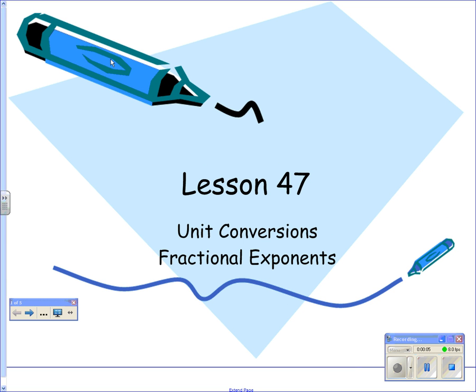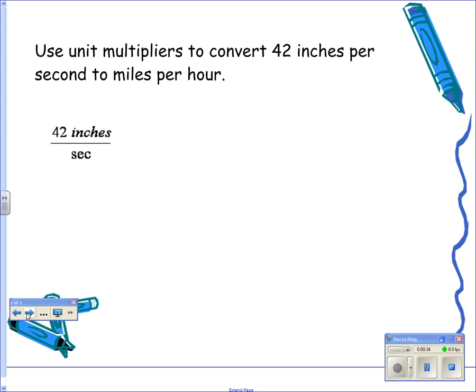All right, today we're looking at lesson 47. We're looking at unit conversions, and then we're going to look at more fractional exponents. Did y'all get those correct yesterday on your homework? Some of them? Okay. So we're going to look at those some more.